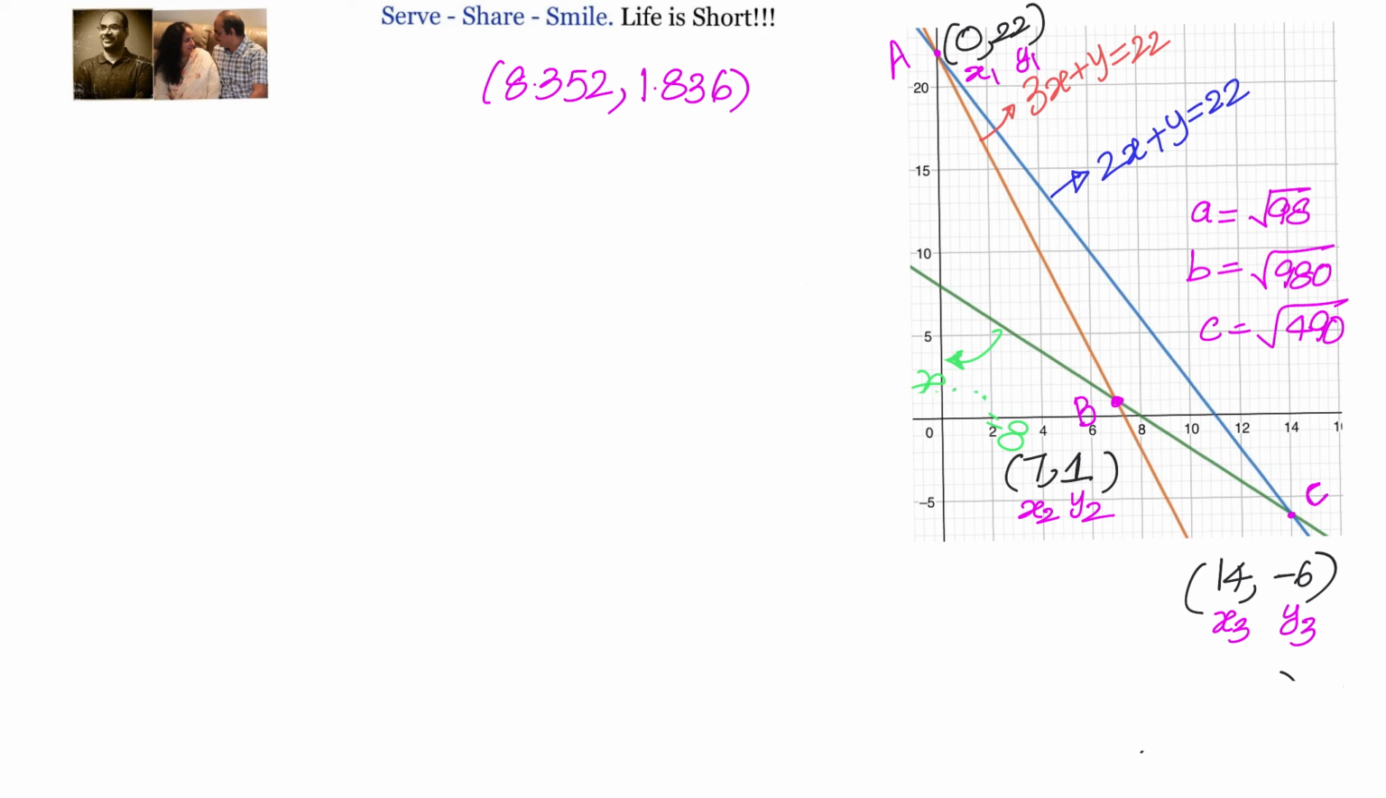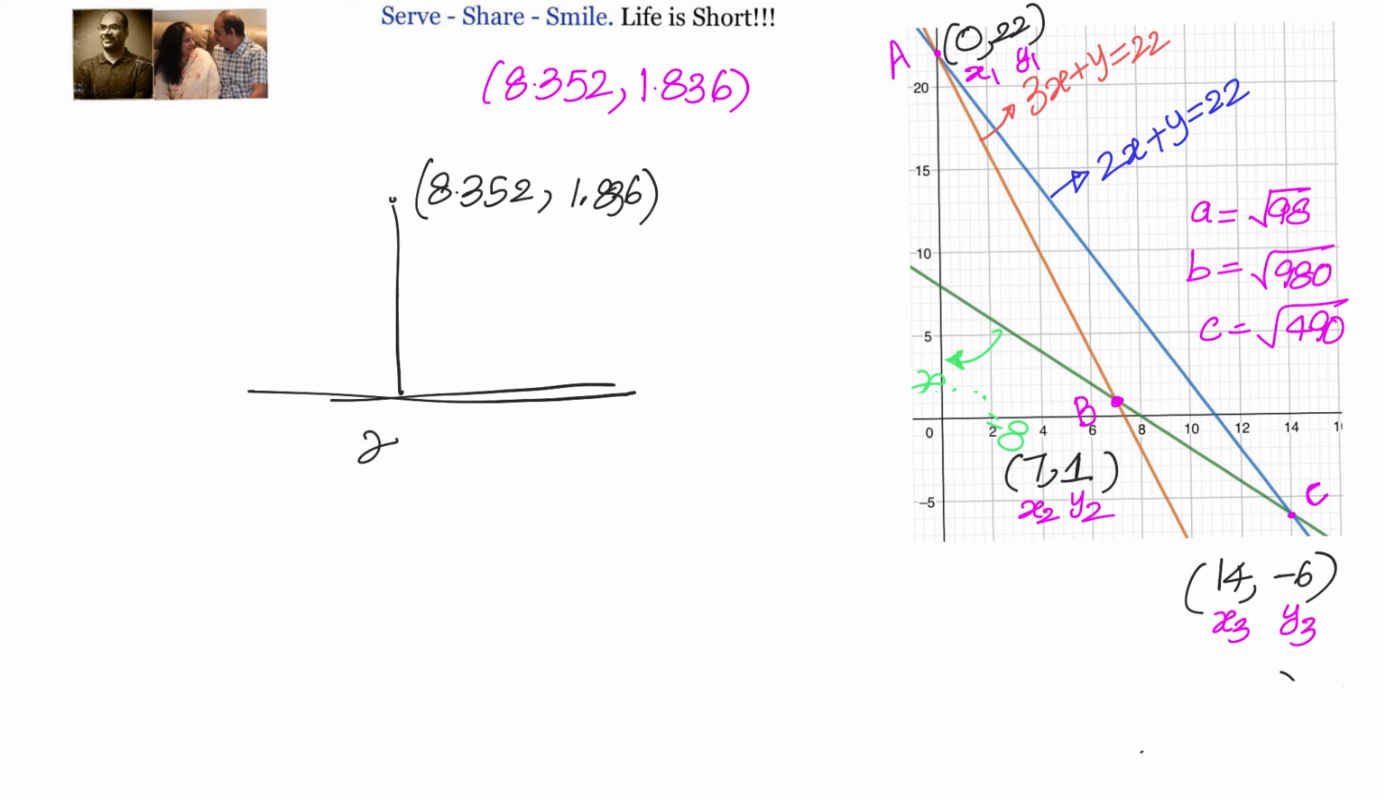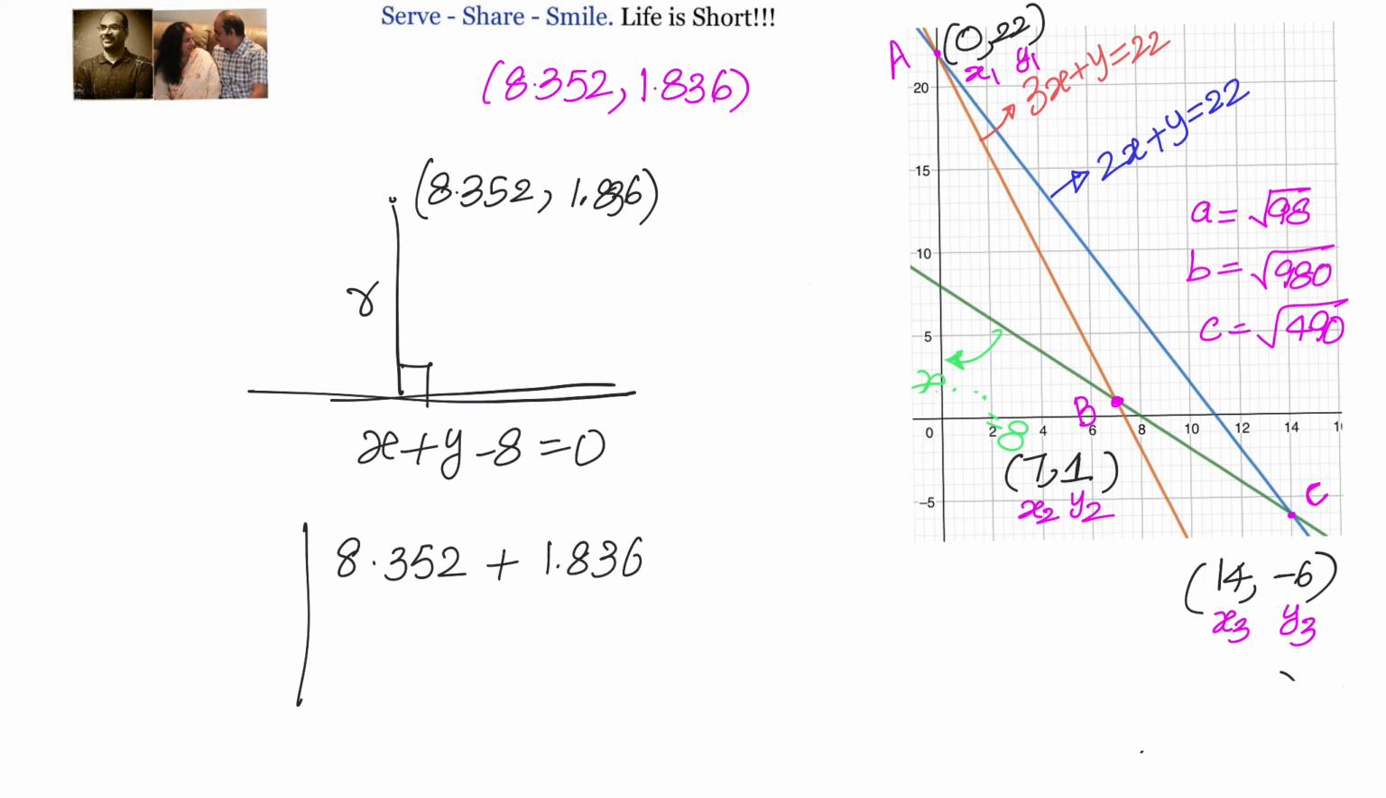Radius is the perpendicular distance of any side from the incenter. So we have 8.352, 1.836. Let us say this is our side. We can take the easiest one, that is x plus y minus 8 equals 0. Now this distance is the radius, so let's calculate that. That will be 8.352 plus 1.836 minus 8 divided by root 2.